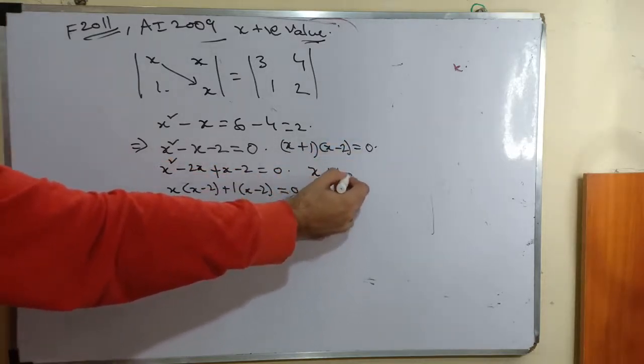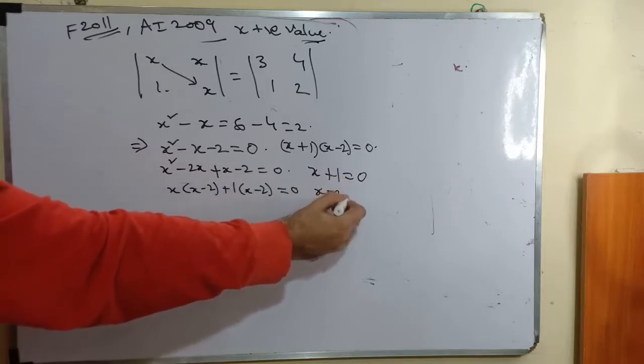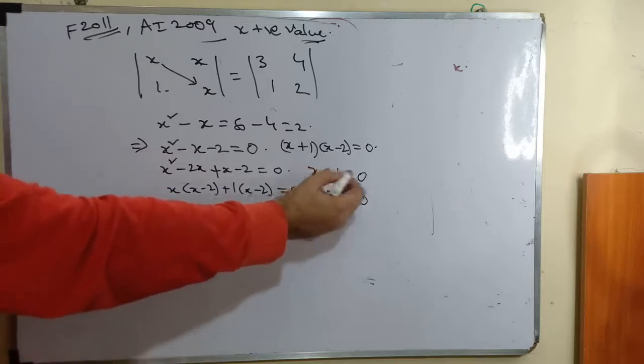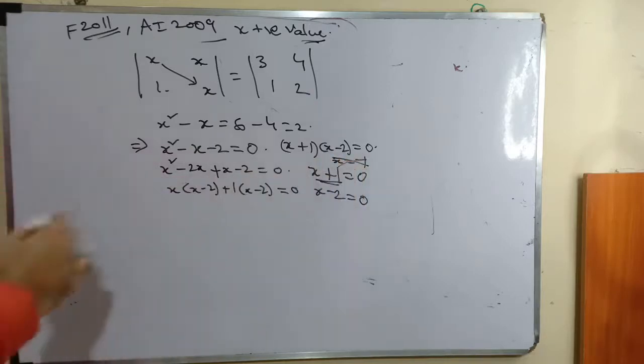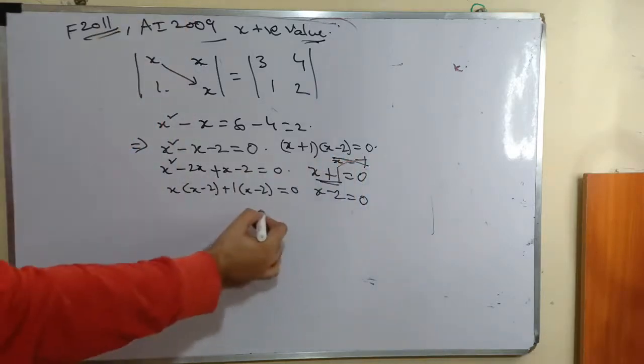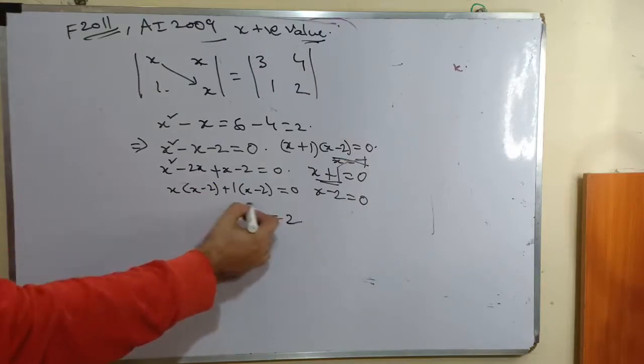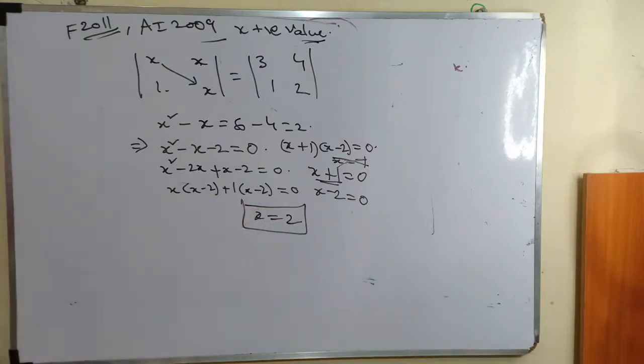So x plus 1 is equal to 0, and we have x minus 2 is equal to 0. The first one generates x equal to minus 1. We should not take this because positive value of x is what we want. So x is equal to 2 is the required value we need to report. So this is how we have to solve the problem. So please note, let's move on to another question which is a little bit challenging. Okay, let's move on to the next one.